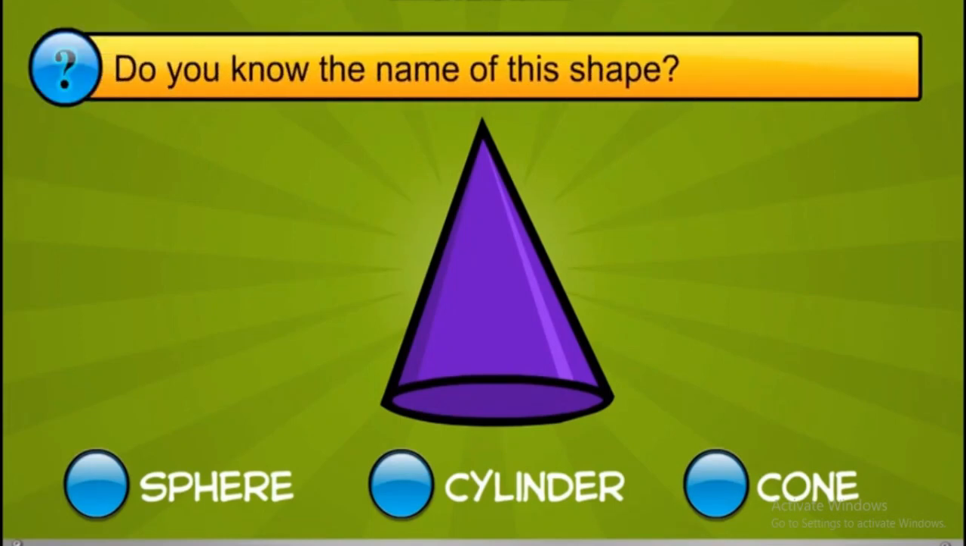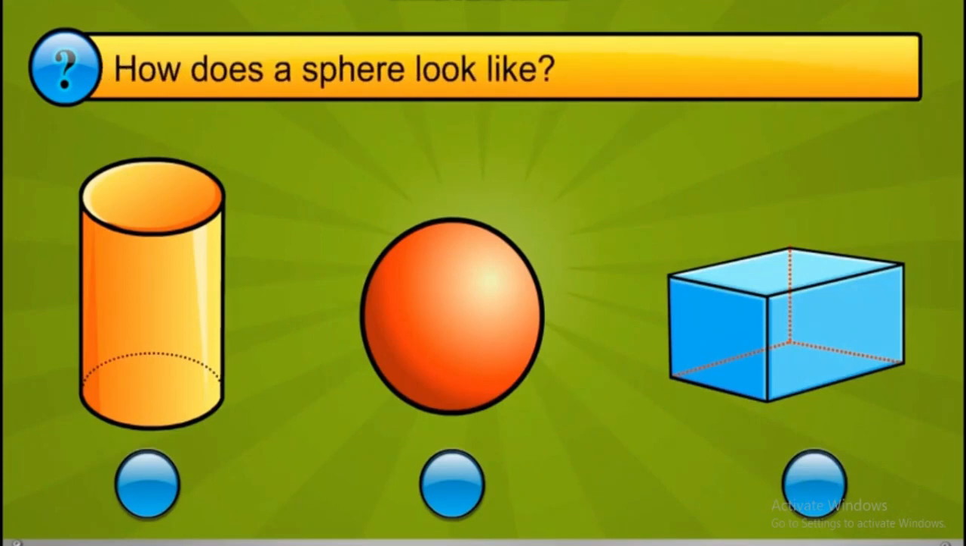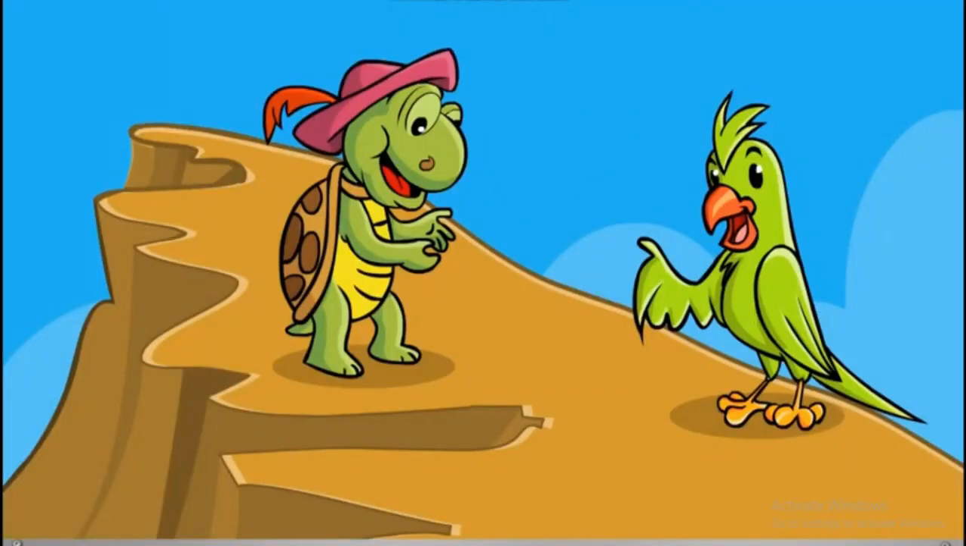Let us see if we can recollect the names of these shapes. What is the name of this shape? You are correct. It is a cone. How does a sphere look like? Yes, a sphere looks like this. Help Mittu and Torto to answer the questions on shapes and their names.